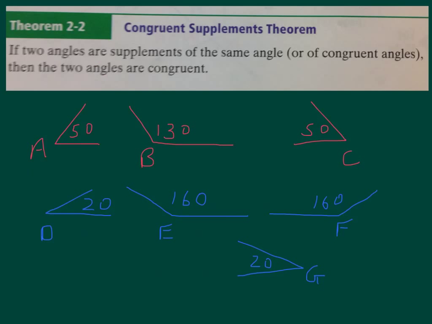Also, if we look at angles D and E, they are supplementary angles, and F and G are supplementary angles. And since both E and F are congruent, they both measure 160. And if D is a supplement to E, and if G is a supplement to F, then D and G must be congruent because they are supplements of congruent angles.